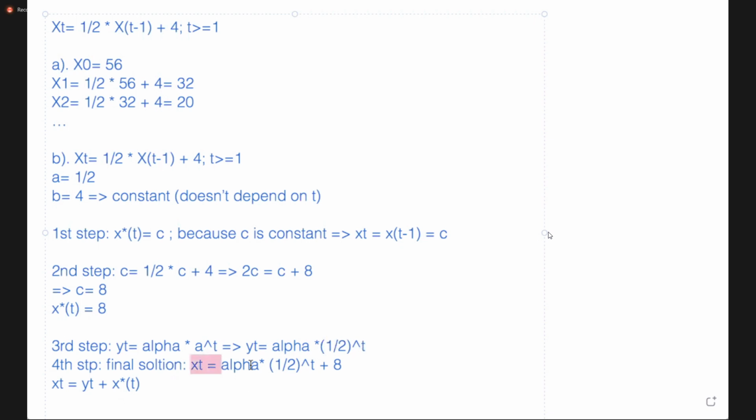So the final version of my solution and the final solution of my exercise will be x of t is equal to alpha multiplied by 1 over 2 to the power of t plus 8 for every t that is bigger or equal than 1, and alpha a real number.